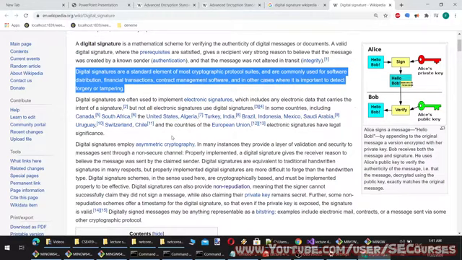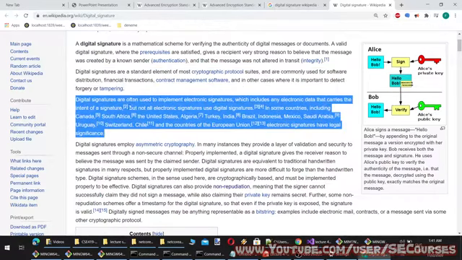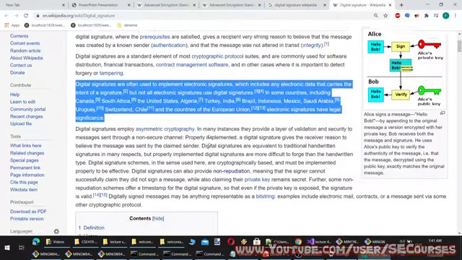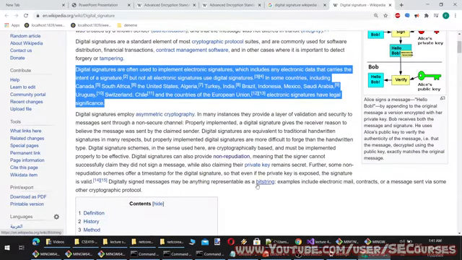Digital signatures are a standard element of most cryptographic protocol suites, and are commonly used for software distribution, financial transactions, contract management software, and in other cases where it is important to detect forgery or tampering. Digital signatures are often used to implement electronic signatures, which includes any electronic data that carries the intent of a signature. But not all electronic signatures use digital signatures.